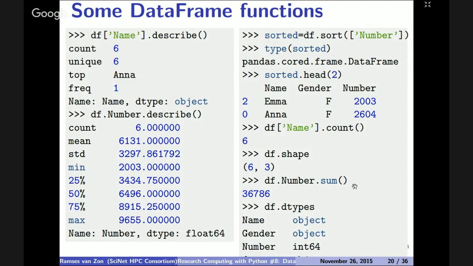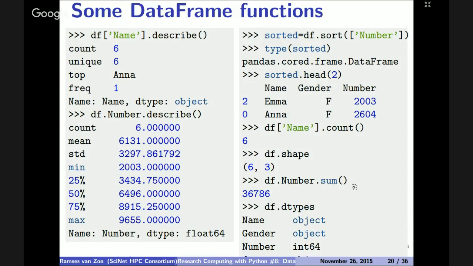I can count specifically how many there are. That's the same as the count gives in the describe. But if I just want to count, there's a function for that. I can ask the shape of the data frame. This is just how many rows and columns there are. I can ask for the sum specifically. That wasn't even in the description, but that's sum. I can ask the types of the different columns. So it'll tell me name is an object, gender is an object, and number is an integer. So it does object, but it isn't quite sure what it should do. And apparently a string becomes an object. Very well.